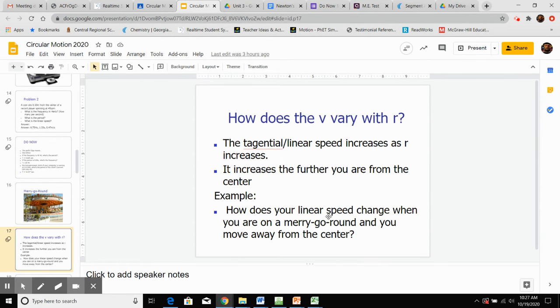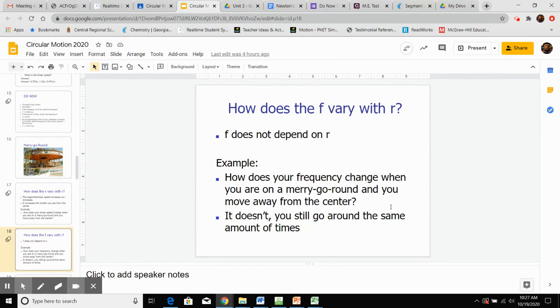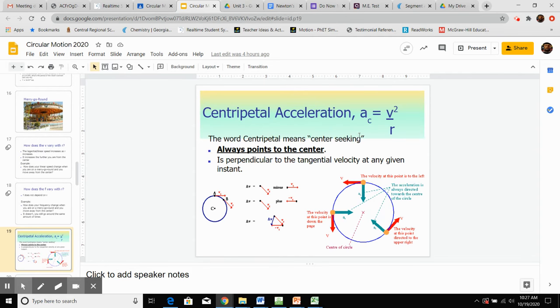Okay, go through all this. How does the velocity vary with the radius? For tangential or linear speed, the farther from the center you go, the greater it's going to be. Very, very simple. How does the frequency depend on the radius? It doesn't matter. However far you go away from the center, you're still going to complete the same amount of rotations or revolutions.